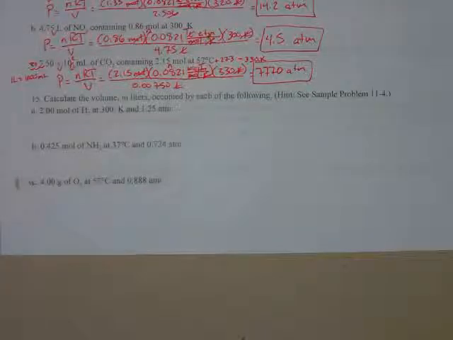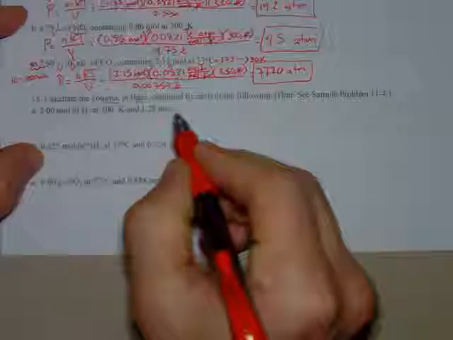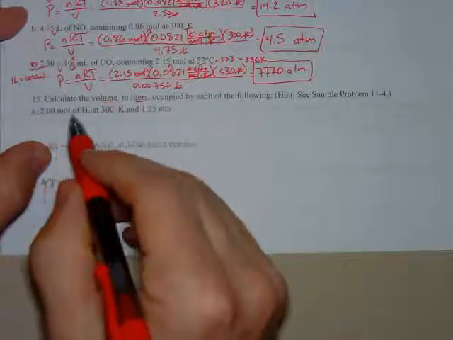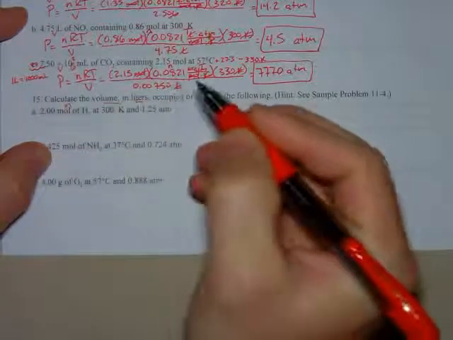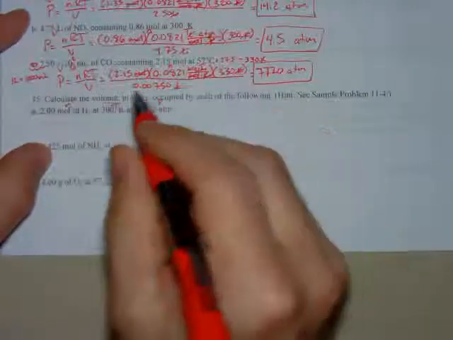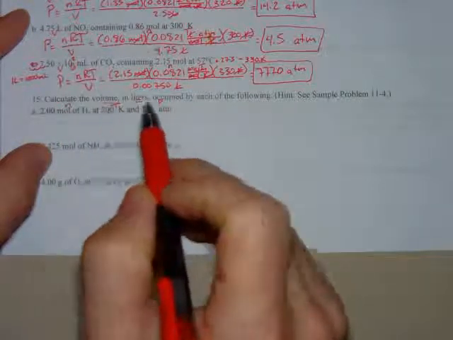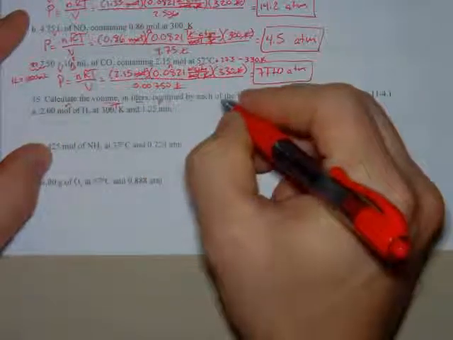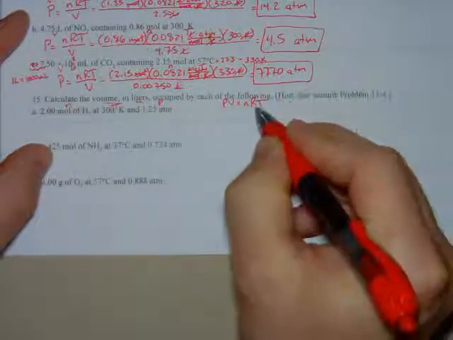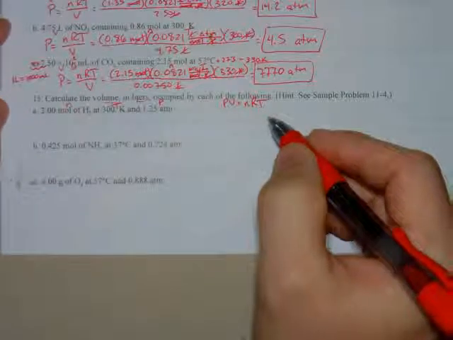Number 15. Calculate the volume in liters occupied by each of the following. So we have number of moles, we have kelvins, and we have atmospheres. Since we're being asked for volume, we have 1, 2, 3, 4 terms of the ideal gas law. But we also have R, because we can calculate R at any point.